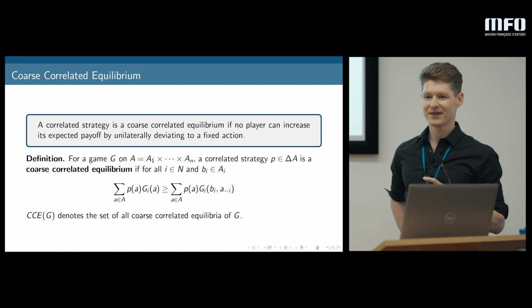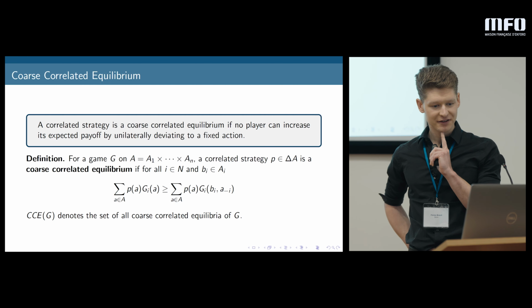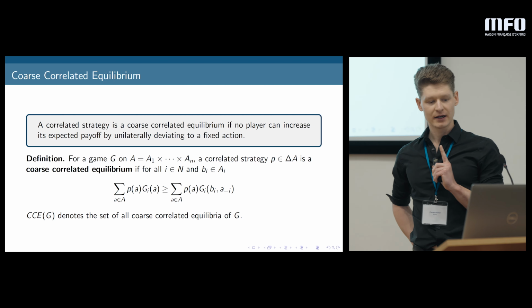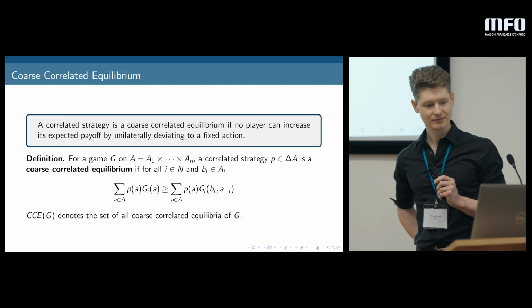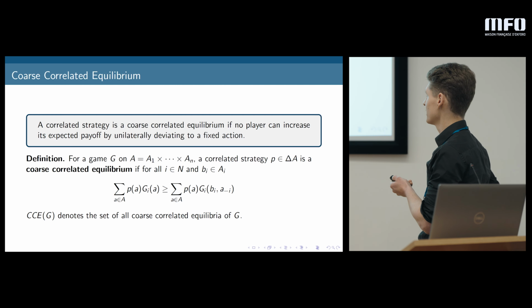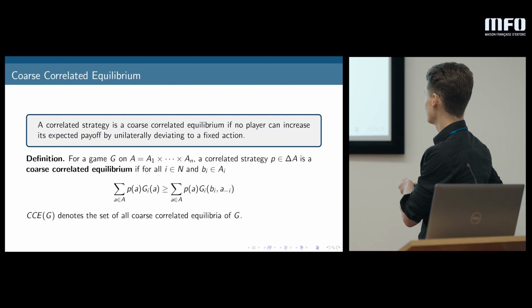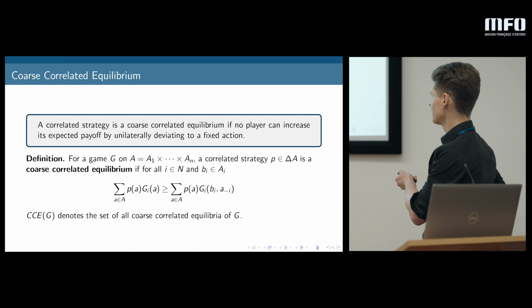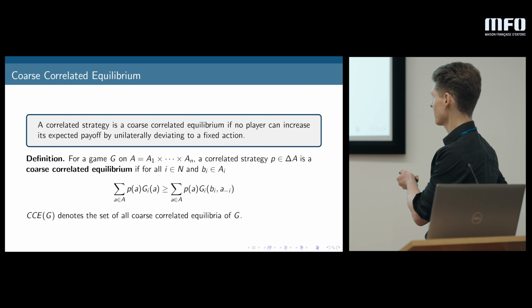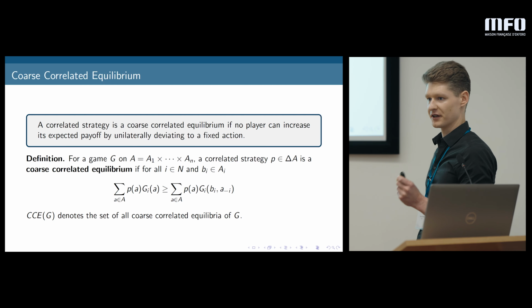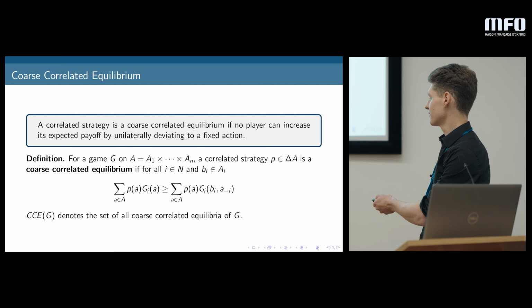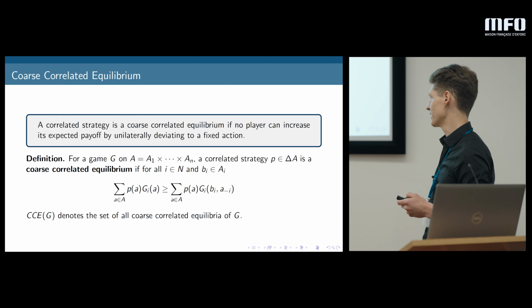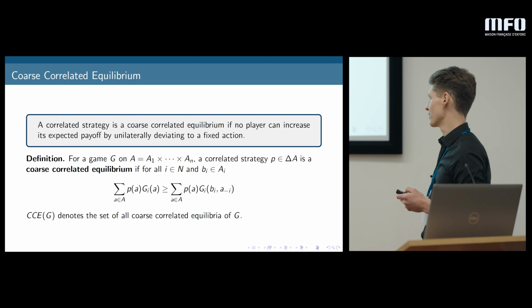So first, instead of looking at correlated equilibria, I'll consider coarse-correlated equilibria, because this is what I can say something about, where a coarse-correlated equilibrium is a distribution over action profiles so that no player can deviate to a fixed action before observing their signal. And then CCE denotes the set of all coarse-correlated equilibria for a game G.